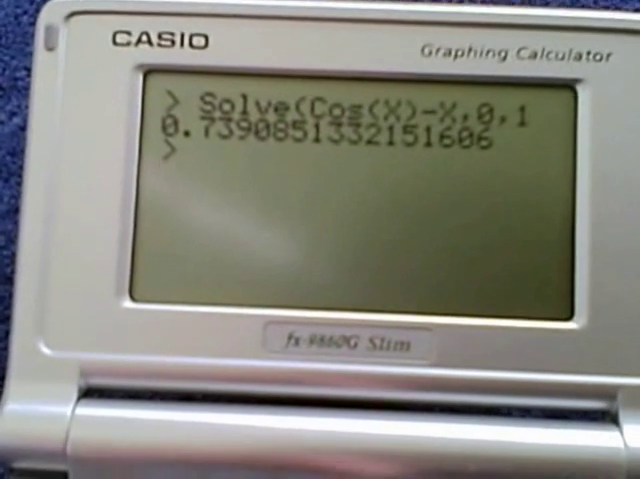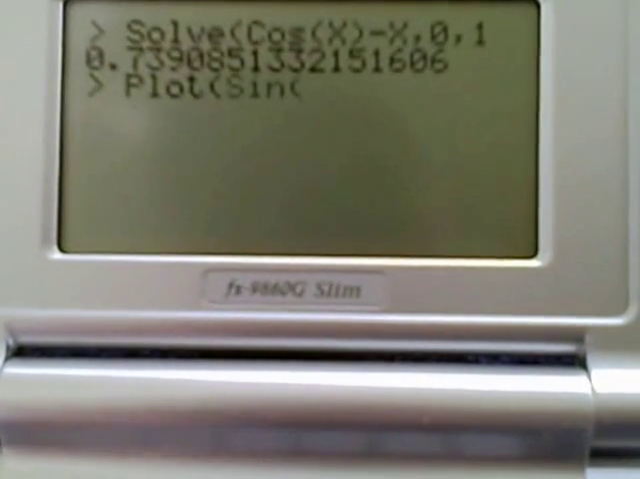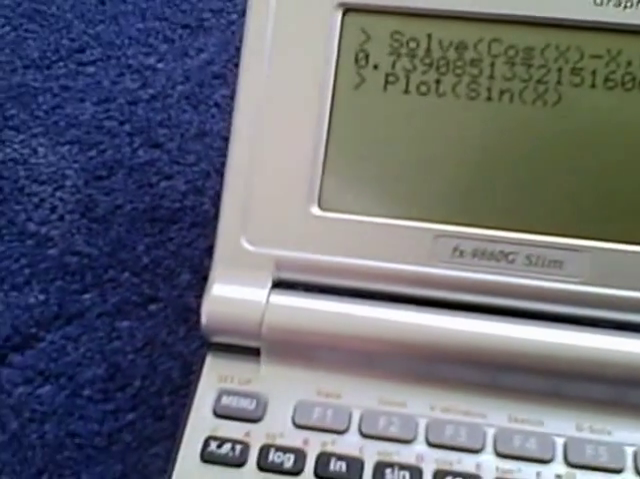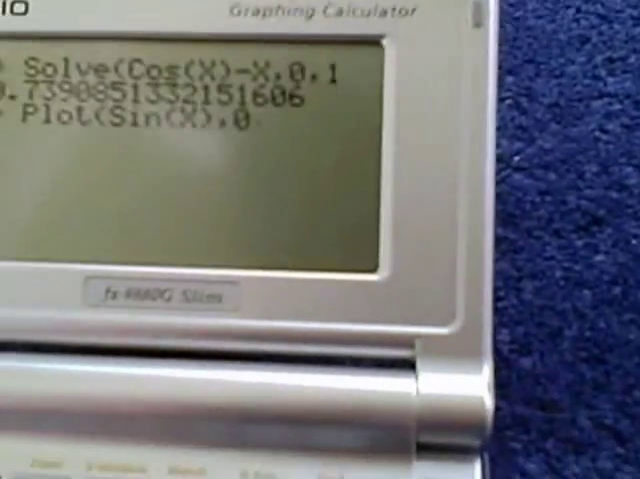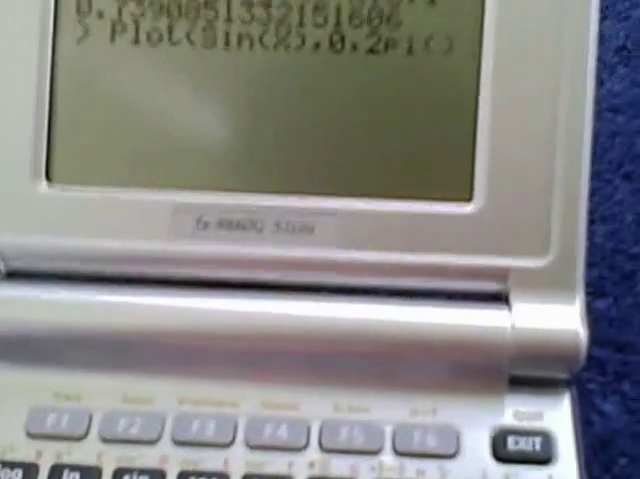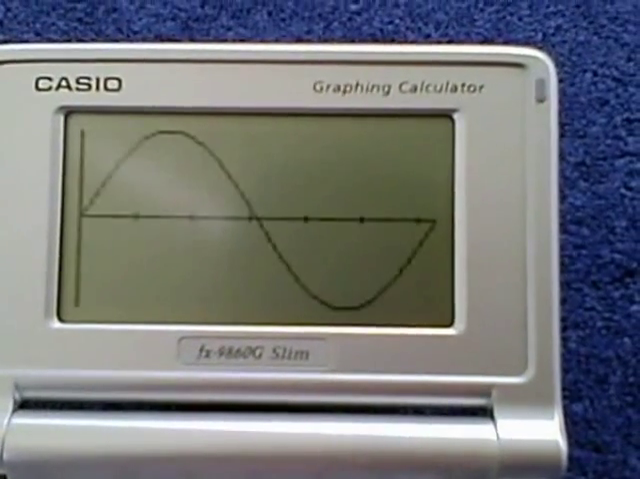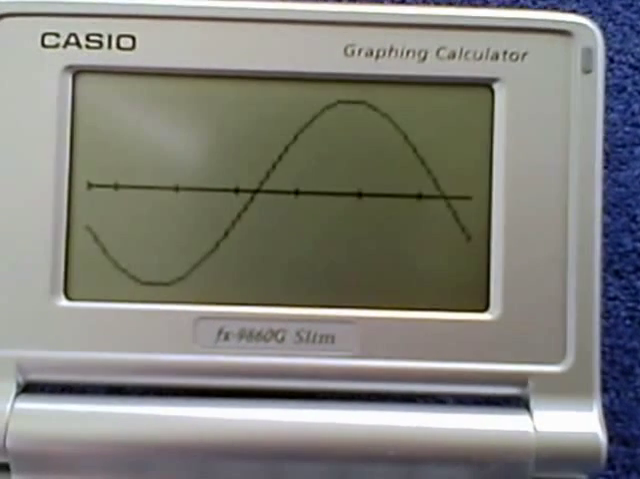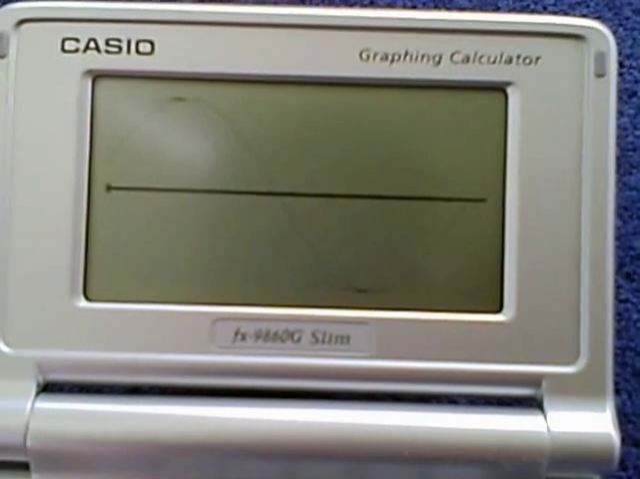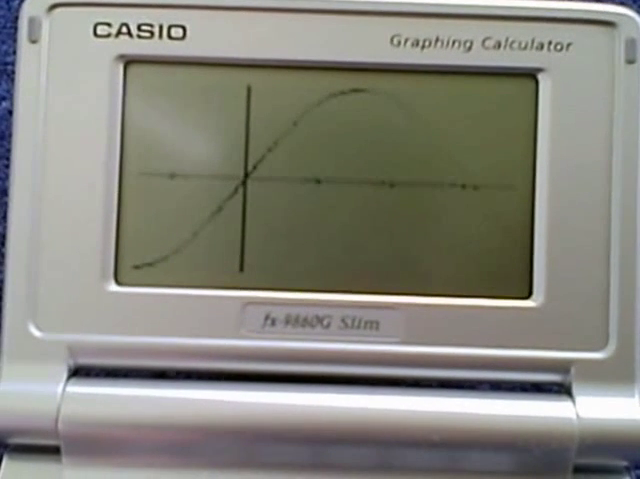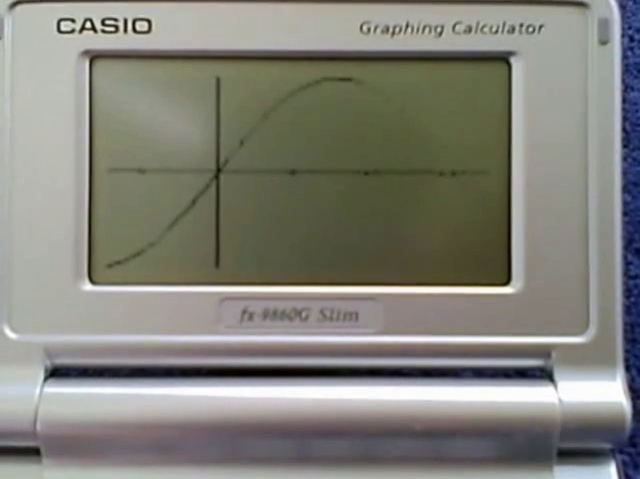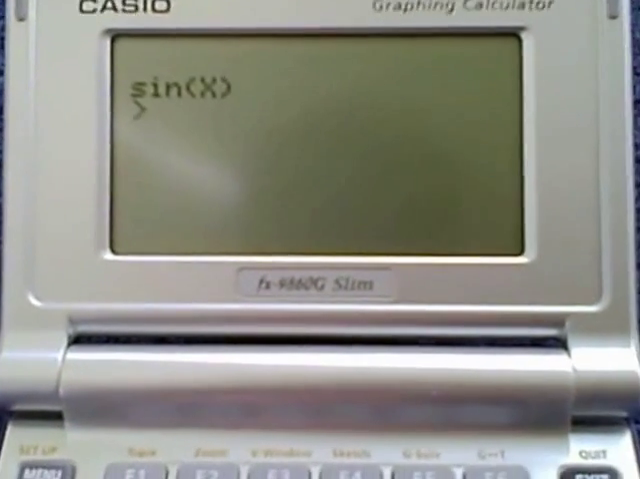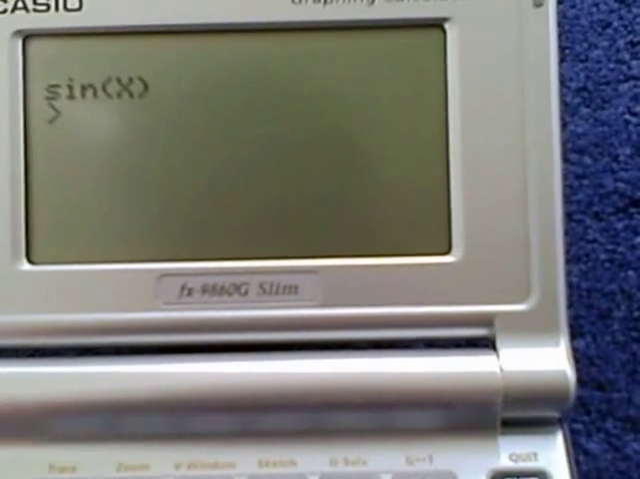Also we can plot some graphs. We'll plot sine x between 0 and 2 pi. And there it is. We can scroll along, zoom in, and zoom out. Now it's much more fun to plot a more exciting graph.